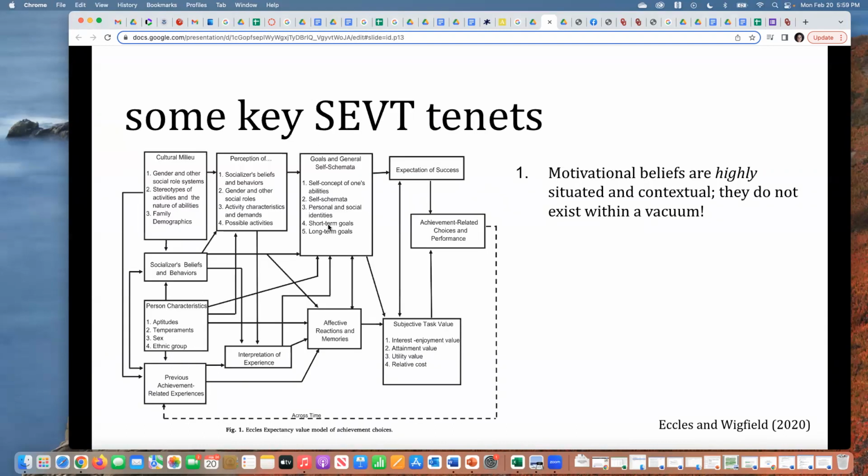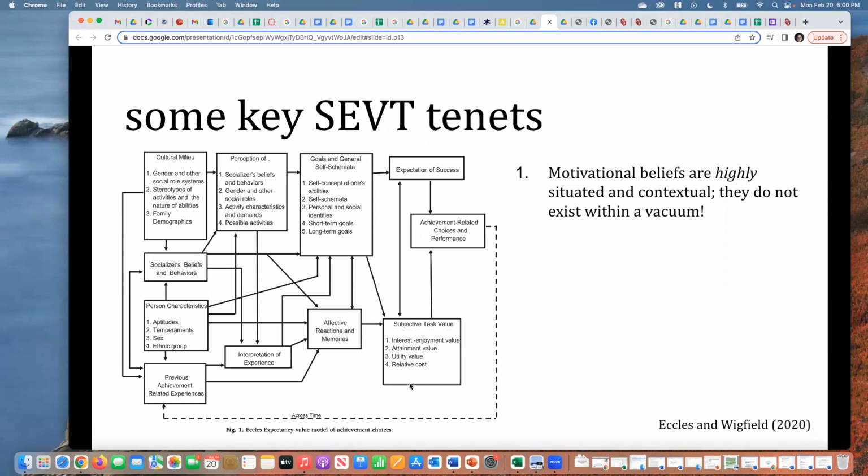Going back here, ignore this first point that I have here. I'm going to return to it in a second, but going back to our theoretical model, what we would propose based on the SEVT tenets is that the higher students' expectancies for success are, and the higher their intrinsic, sometimes also referred to as interest value, attainment and utility value are, the better they're going to perform and the more they're going to continue engaging in a given academic domain.